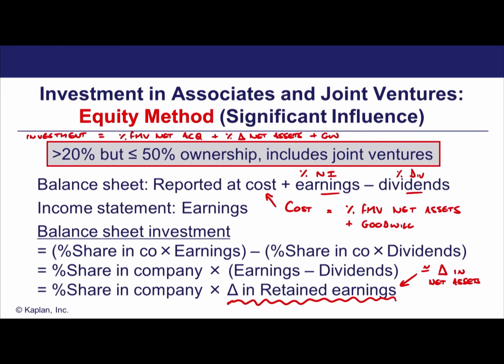Okay, so if you own 30%, you take 30% of the change in its retained earnings. But be aware, what this is doing is meaning that our balance sheet investment is always reflecting our share of the net assets in the associate. Notice what goes on in our income statement. Remember, we said one line consolidation, one line in the balance sheet, one line in the income statement. Well, in the income statement, we're simply seeing our share of its earnings, so our share of its net income.